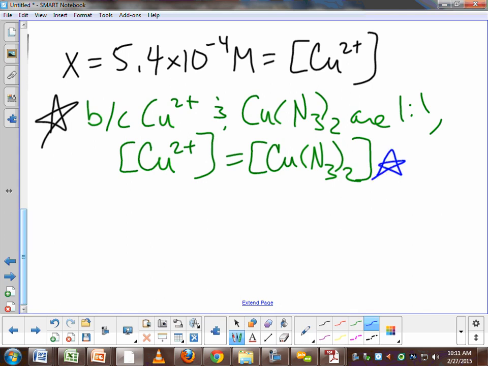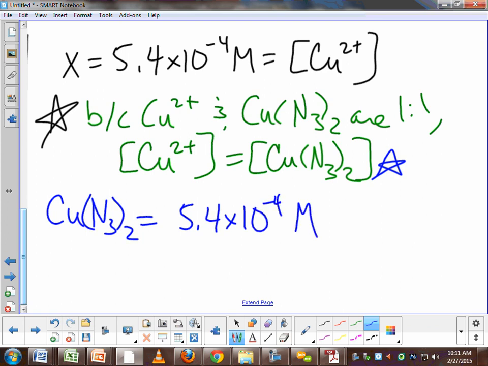You have to understand that in these KSP problems. If it's asking you for the molarity of the reactant, you can't solve for the reactant via the K expression. You're only solving for products in KSP expressions. But use the coefficients to go backwards, from the molarity of the products to the molarity of the reactants. So I can state then that the CuN32 has a molarity of the same value, 5.4 times 10 to the minus 4th molar.